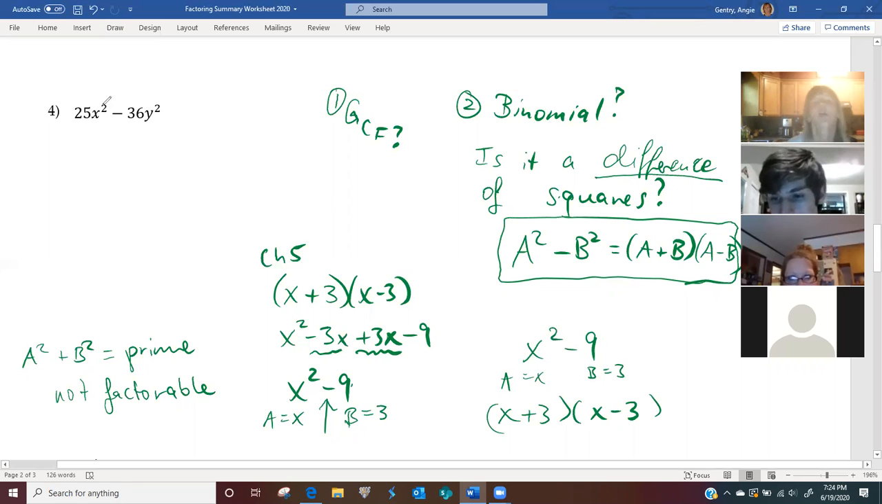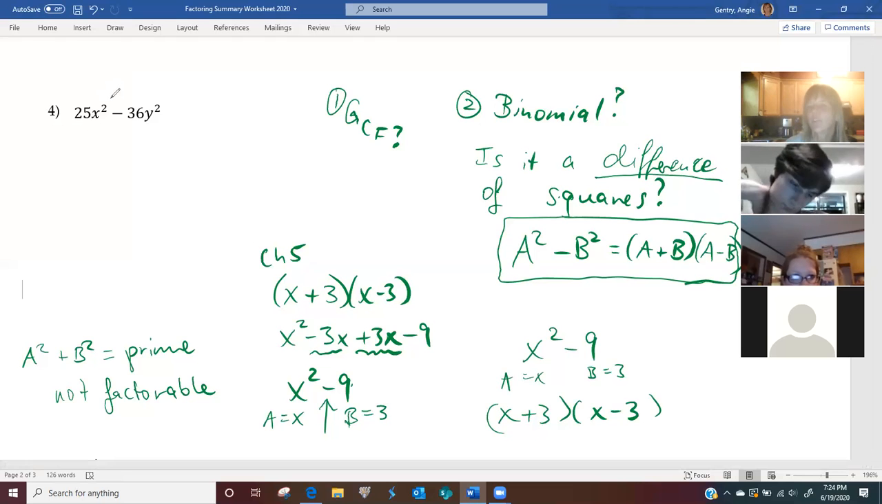And okay, so you're going to look at this. You're going to say, is there a GCF? No. Then you say it's a binomial. Is it a difference of squares? This is a difference, meaning subtraction. Yes. Something squared, what would that something be?